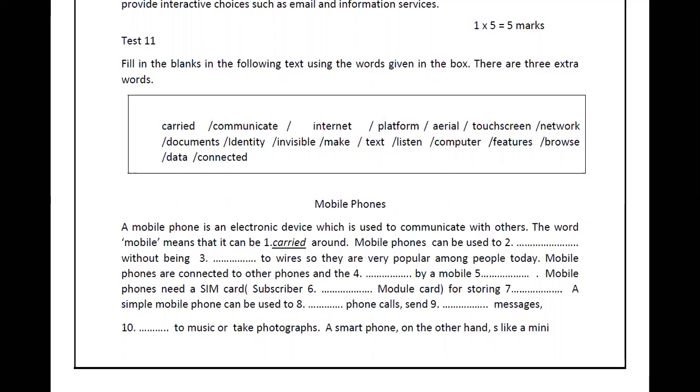Now we are going to read the paragraph. Mobile phones. A mobile phone is an electronic device which is used to communicate with others. The word mobile means that it can be carried around. Okay, the first one is filled, so cut the word carried.